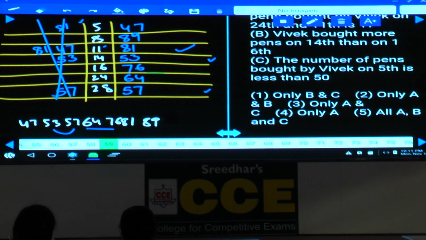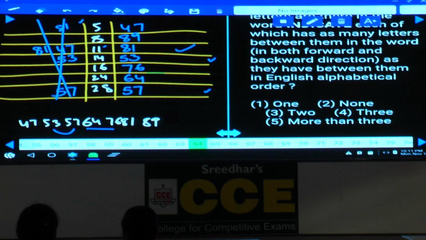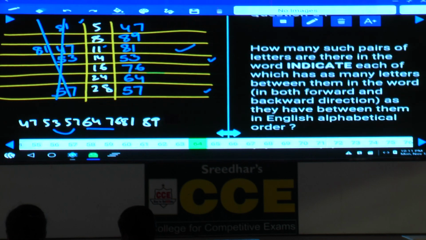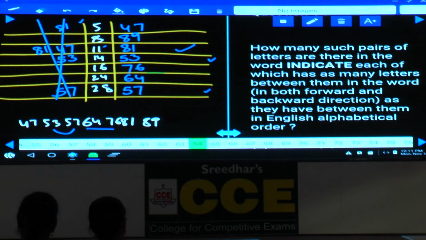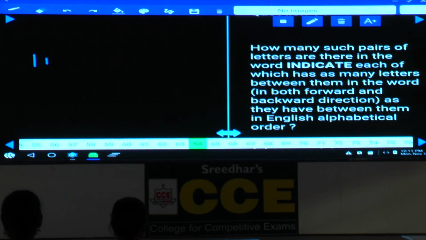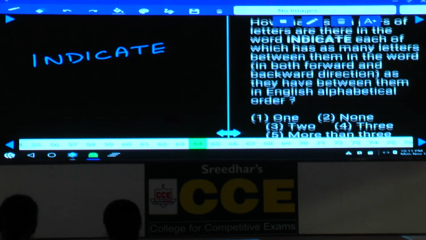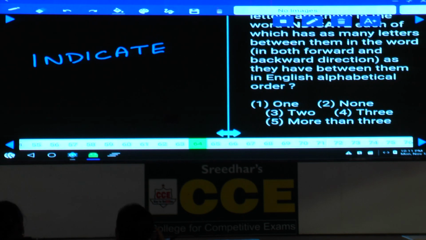Then 64 and 65. Now in this 64 and 65, what is the information we have? How many such pairs of letters are there in the word? Now 2 more minutes are left over for our 20-minute duration. Then now 54, how many such pairs of letters indicate? INDICATE. How many such pairs of letters are there in the word indicate, which has as many letters between them? Now starting with I.